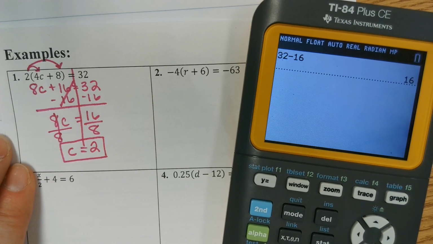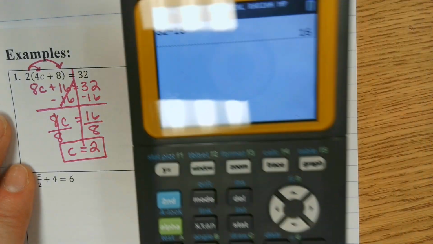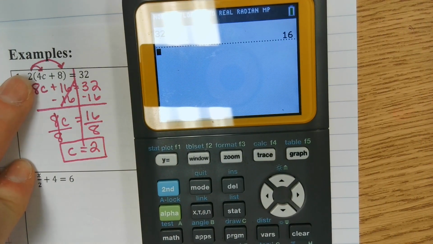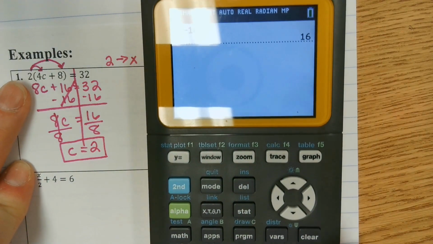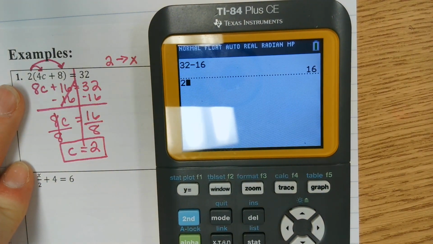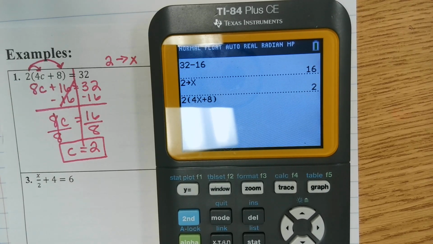We do need to check our answer. Remember, there's 2 ways. You can use the store button or sub it in. Let's store it. So we're going to do 2 store x in the calculator. And then put in the left side of the equation, and it should come out to equal 32. So go ahead and do that.